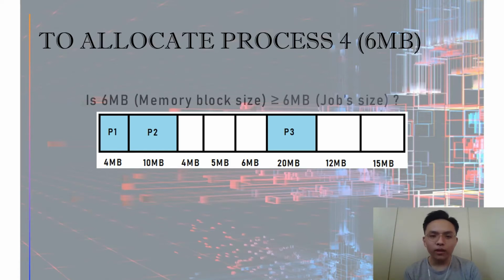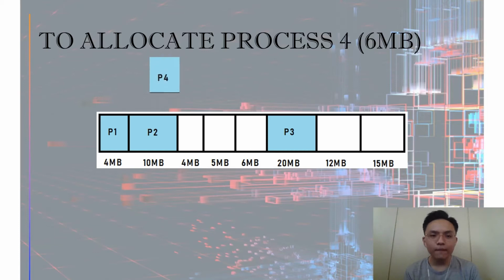We move on to the third memory block of 6 MB. Is the memory block size greater than or equal to the job size? Yes. So it can be allocated.